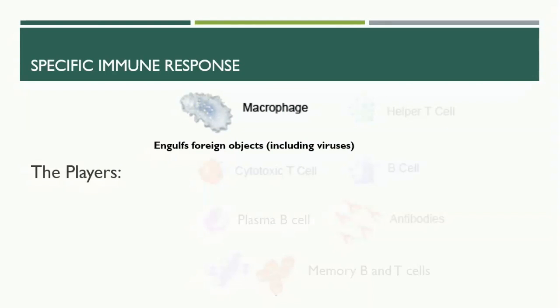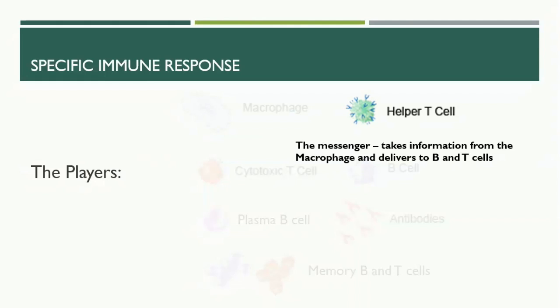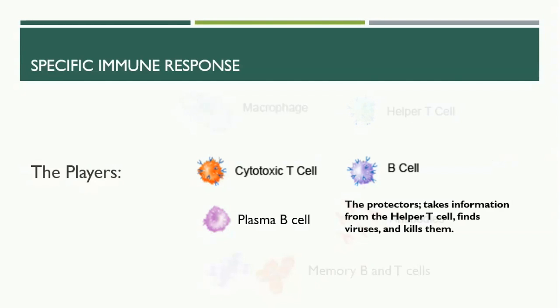Let's talk about the players in this immune response. First up, the macrophage. This cell finds and engulfs any foreign objects in the body, including viruses. The macrophage will display the antigens from the virus for our next player in the system, the helper T cell. This cell reads the information in the antigens from the macrophage and delivers the information to the B and T cells. These cells look for viruses and kill them. It's important to distinguish that while macrophages and B and T cells kill foreign objects, B and T cells are targeting only the viruses or bacteria that it receives information about from the helper T cell.